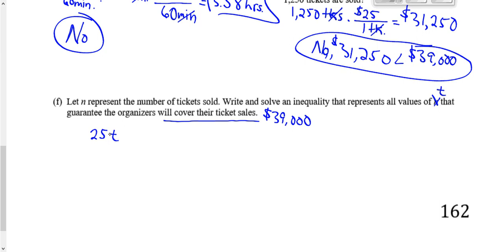What do we need? We need at least 39,000. So greater than or equal to 39,000. We can solve that pretty easily, right? What do we do? Do we have to flip the sign? No. So T, the number of tickets, has to be greater than or equal to what? Push buttons on your calculator to get 1,560 tickets.